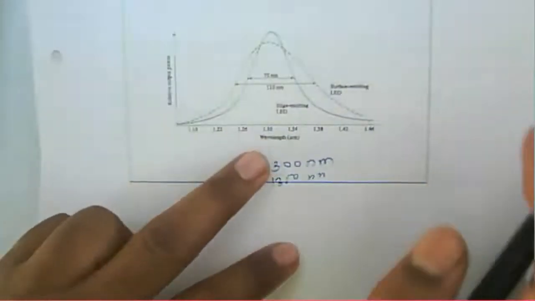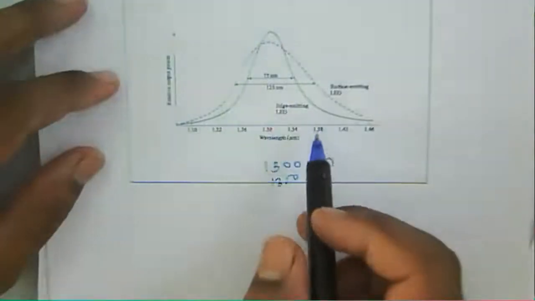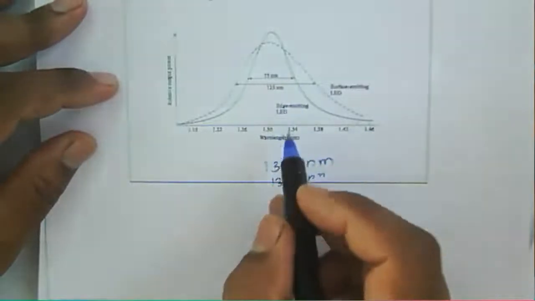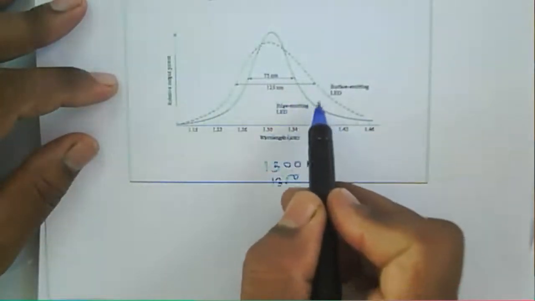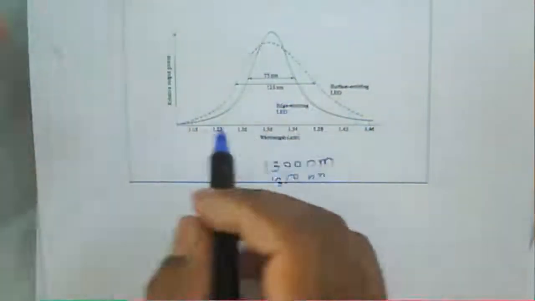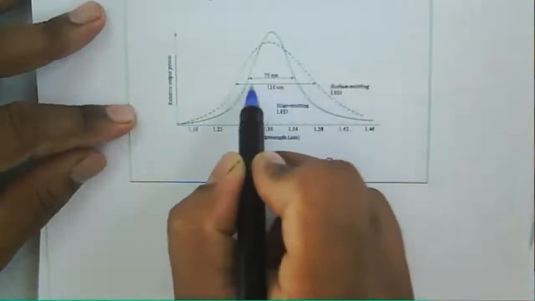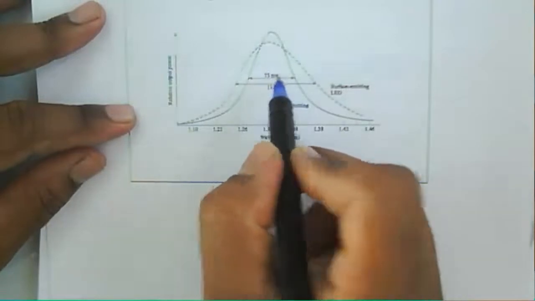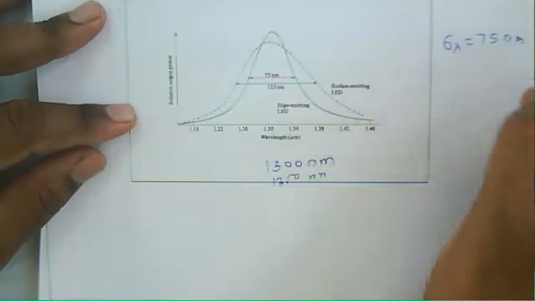So this one is the radiation pattern, or we can say the spectral emission pattern of this light emitting diode. This one is the edge emitting LED. This dashed line is the surface emitting LED. And if you see the surface emitting LED, it has a spectral width of 125 nanometer. And for the edge emitting LED, the spectral width, sigma lambda, is about 75 nanometer.